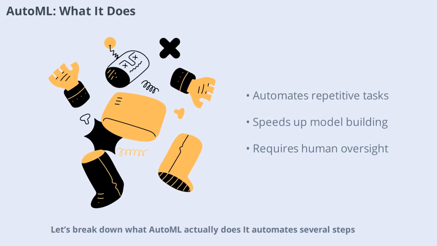Let's break down what AutoML actually does. It automates several steps: preparing your data, choosing which model families to try, searching through different parameter combinations, evaluating candidate models, and finally, picking the best one. This process can be time-consuming if done manually, but AutoML speeds it up. However, it's important to note that AutoML doesn't eliminate the need for human oversight. You still need to define your problem, ensure your data is high quality, and make decisions about fairness and deployment.